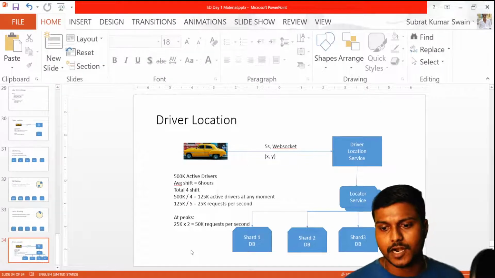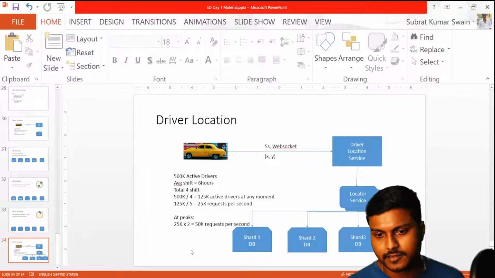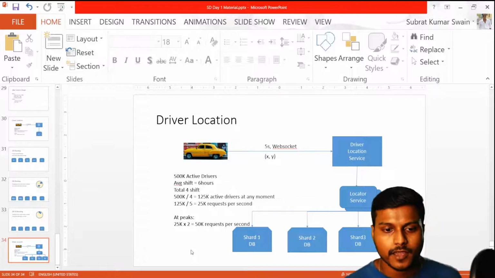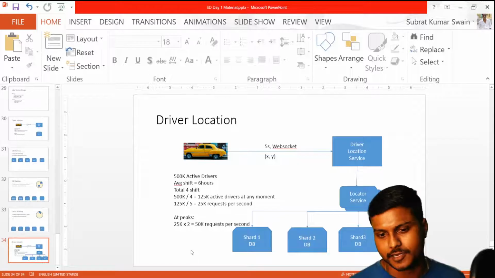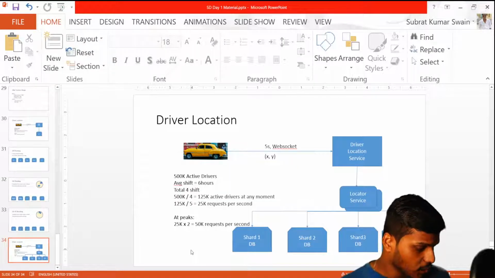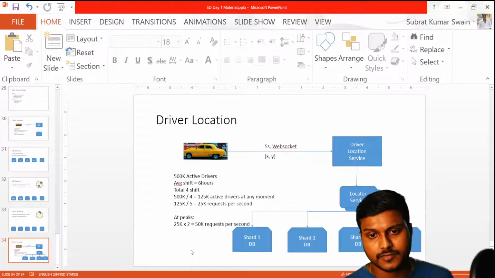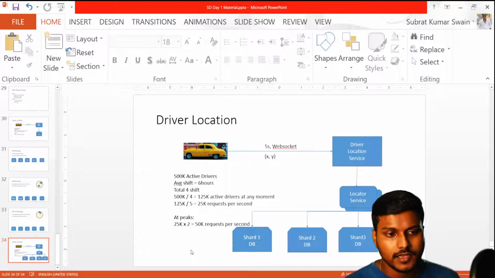Could I make you understand this driver side thing? We cannot go to the rider side, but that would be a part of the entire system design of Uber. We have sorted the driver location part. I had planned for the rider part too, but it's fine, we can stop here. We are good with the driver location service. Is it clear to everyone, guys?